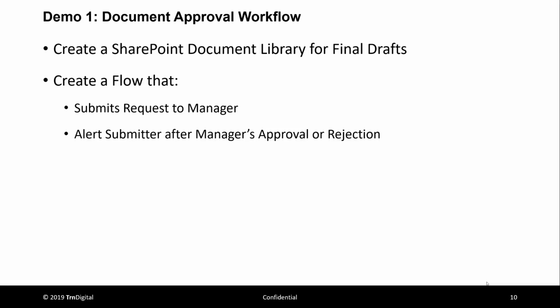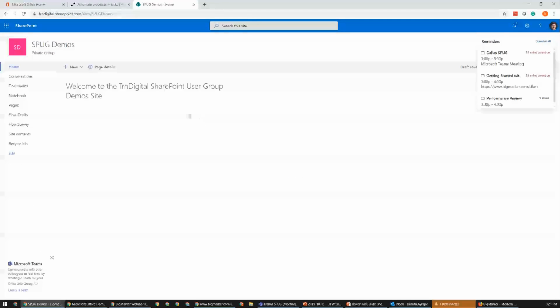Our first demo is a fairly common scenario, and this is where somebody might upload a document, mark it as final, and submit it to their manager for approval. So with this, we're going to start with a document library for final drafts, and then we'll build a flow that will submit that to the user's manager, and then we'll alert the user after the manager approves it or rejects it. So I'm going to switch my screen over here into a modern SharePoint site.